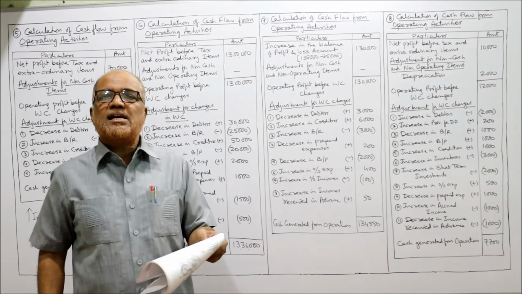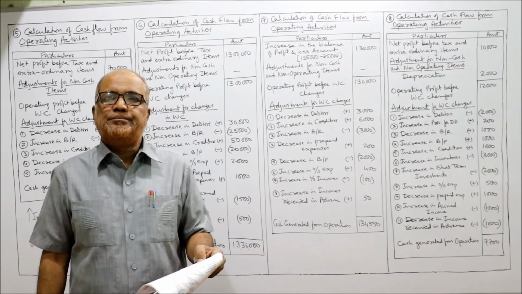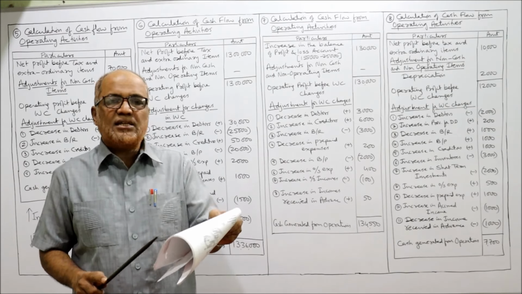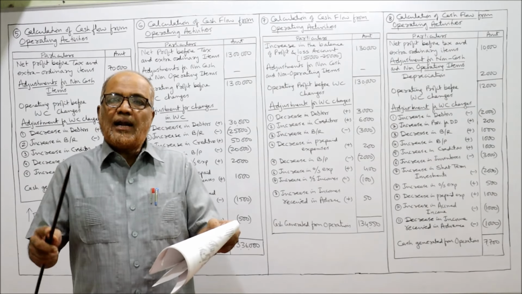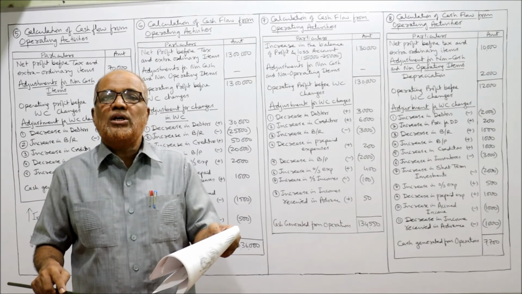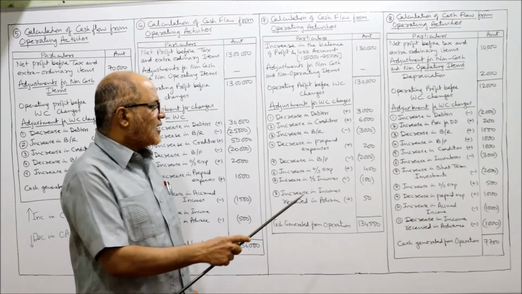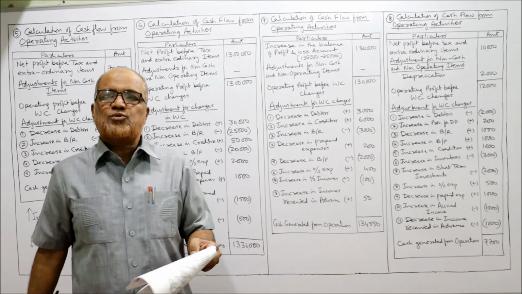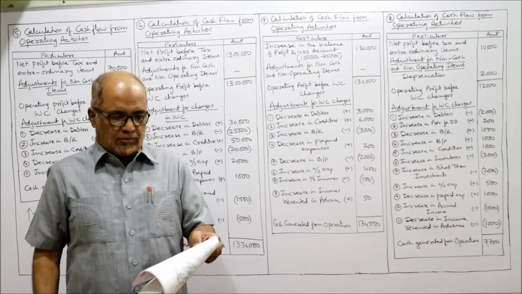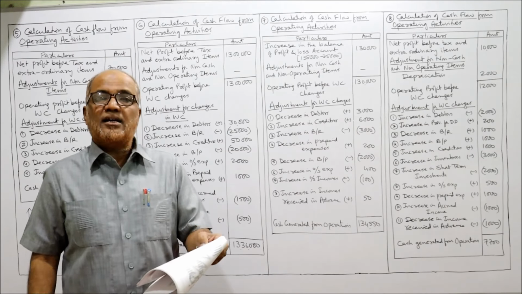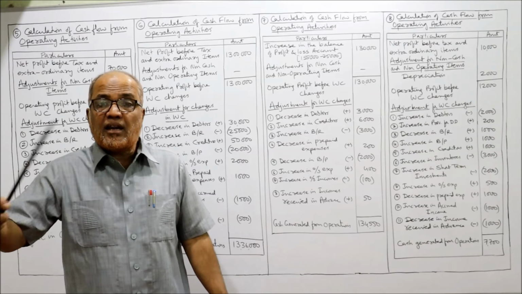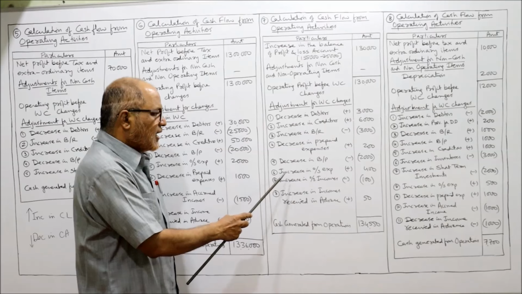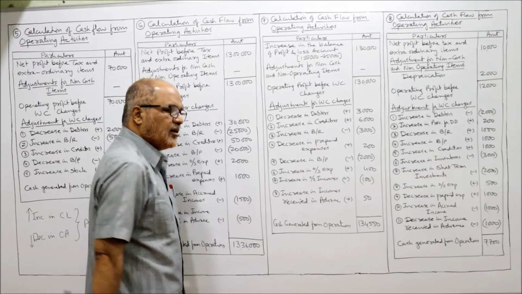Now bills payable is a current liability. Last year 18,000, current year 16,000. So current liability has decreased, so it will be deducted. Decrease in bills payable, deducted 2,000. Outstanding expense is a current liability. Last year 1,200, current year 1,600. Increase in current liability should be added. So increase in outstanding expenses added, 400.